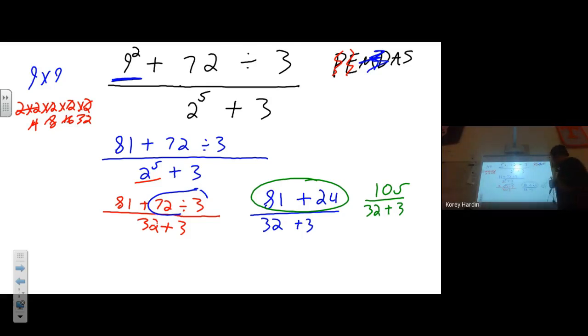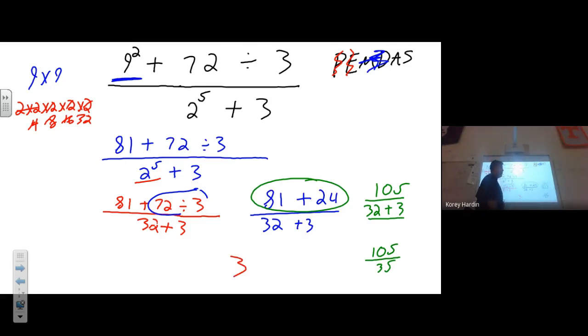Addition and subtraction. Let's finish the bottom. 32 plus 3 is 35. So I've got 105 over 35. Now, that's my fraction. That's actually my answer, but when the top's bigger than the bottom, you've got to divide it and turn it into a mixed number. 105 divided by 35 is 3. So your answer is 3.